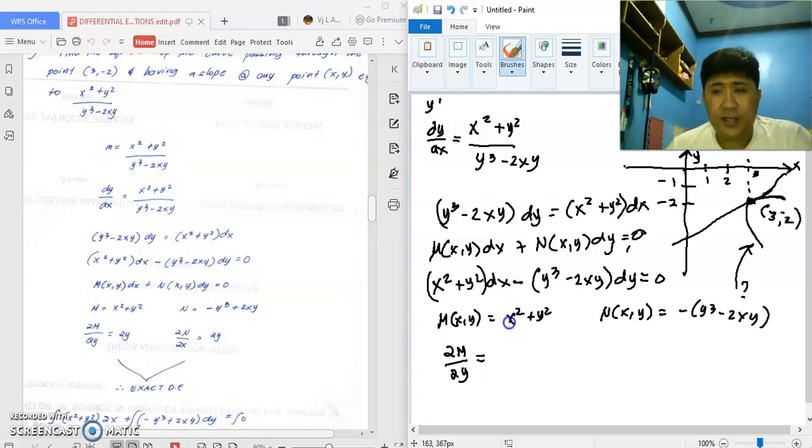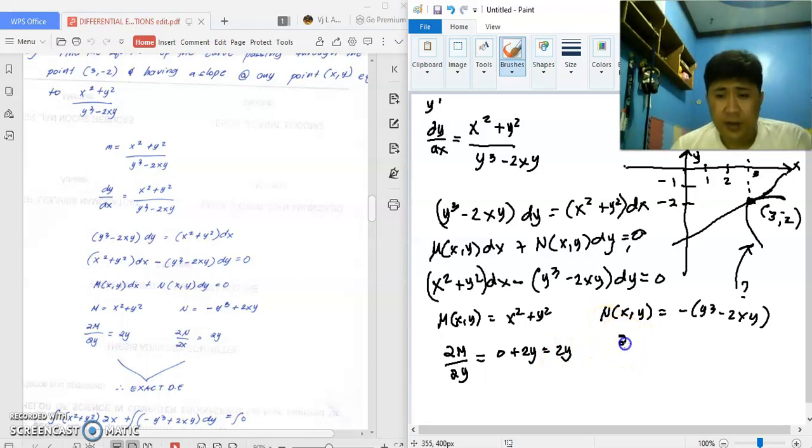If x squared is a constant, meaning x squared is equal to 2, the derivative of 2 is 0. The derivative of y squared, since this is with respect to y, is 2y. That's the derivative of y squared, right? So that is just equivalent to 2y.